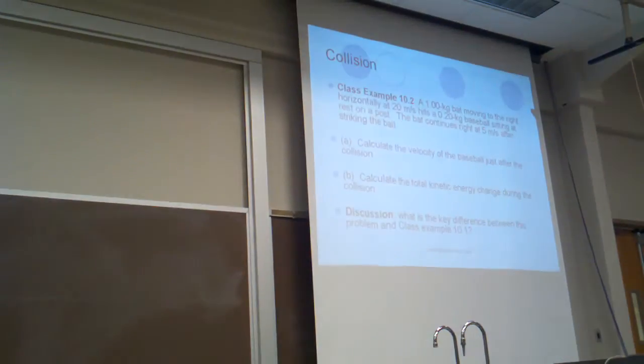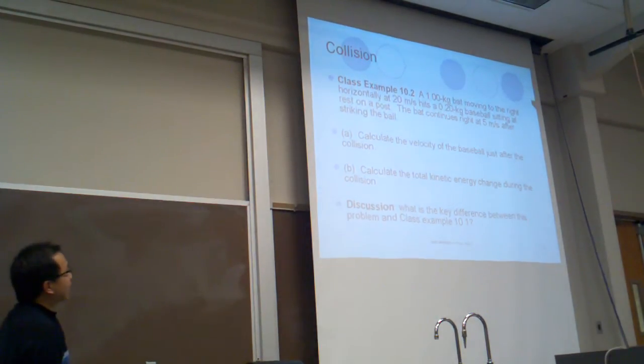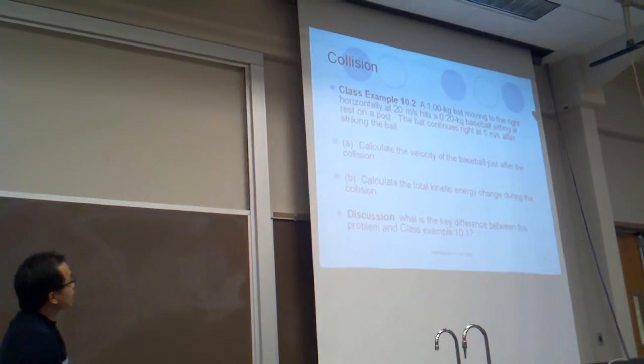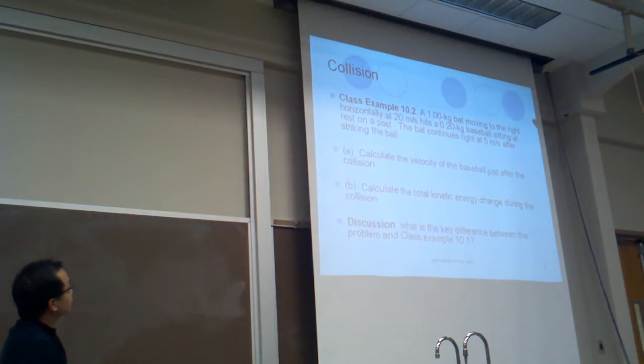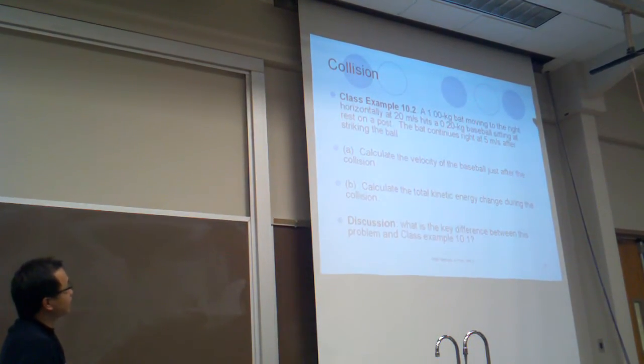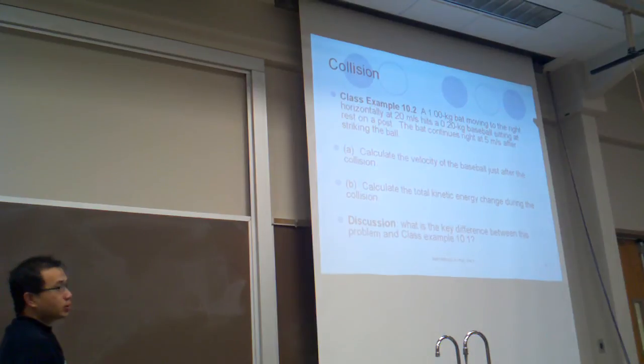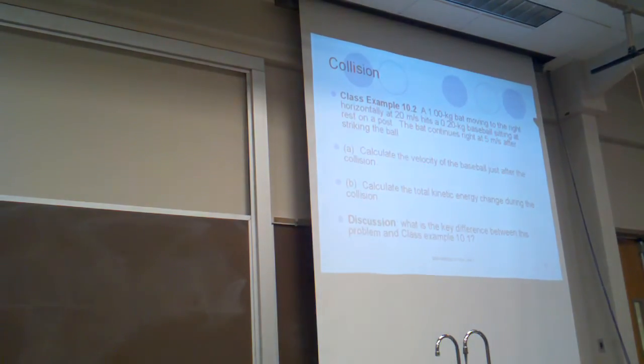Okay. Now let's look at this problem. You have a 1 kilogram bat moving to the right horizontally at 20 meters per second. It's a 0.2 kilogram baseball sitting at rest on the post. The bat continues right at 5 meters per second after striking the ball.